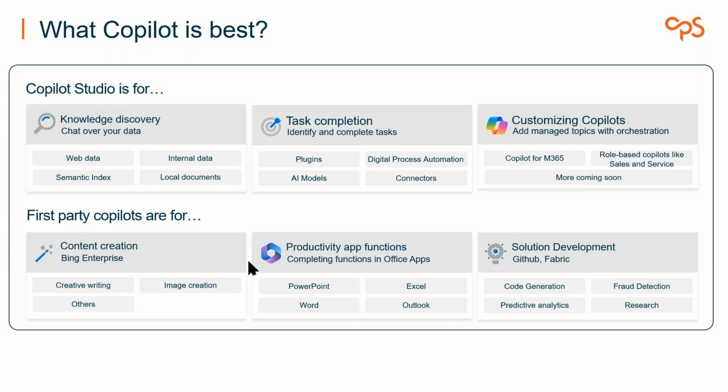Then we've got the first-party copilots that exist, so things like GitHub and Fabric, so being able to automate code creation so that it can be predictive and understand what you are trying to do. So if you're doing a piece of code that is ultimately adding two numbers together, Copilot would be able to suggest a way of completing that piece of functionality.